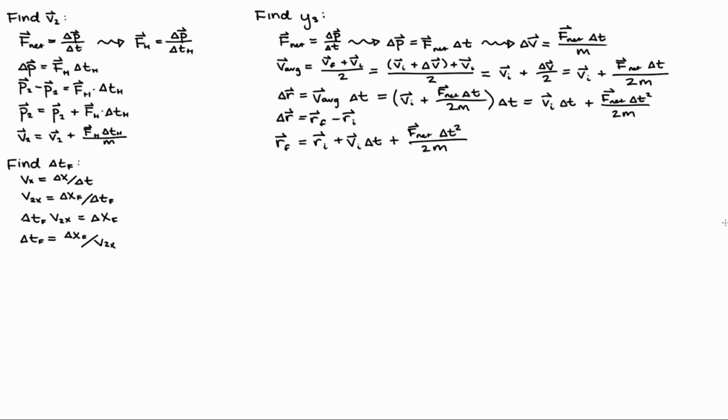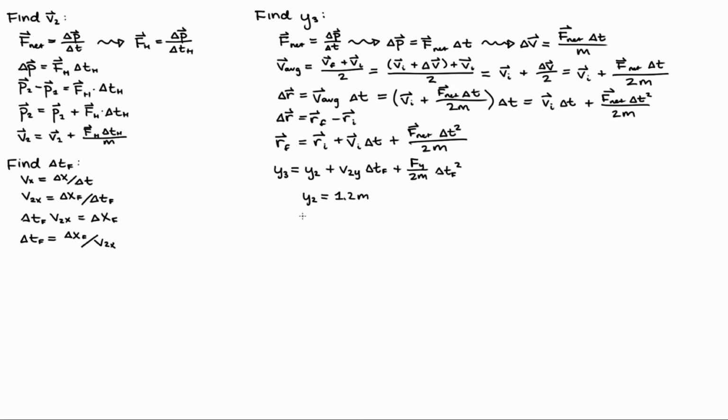From this derivation, we can use the result that y3 equals y2 plus v2y times delta tf plus the force in the y direction over 2 times the mass of the object times delta tf squared. In order to solve this equation, we must leverage our previous results to find v2y and delta tf.